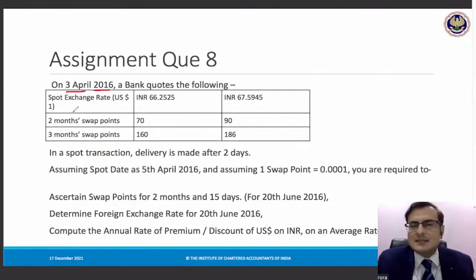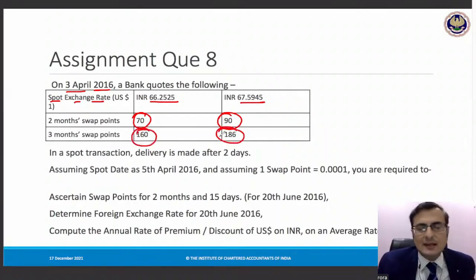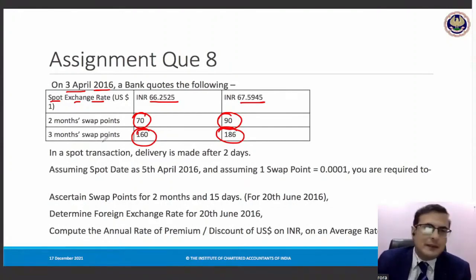On 3rd April 2016, a bank quotes the following. Swap exchange rate is 66.2525 and 67.5945. Bid and ask. Clear? 2 month swap points is 70 and 90. 3 month swap points is 160 and 186.